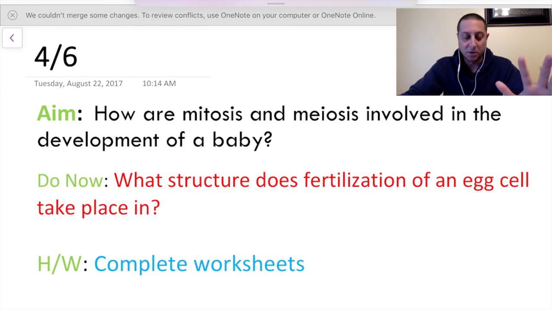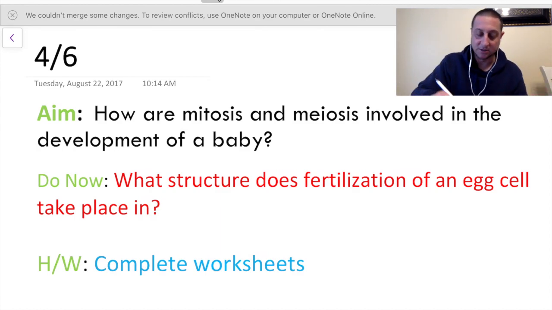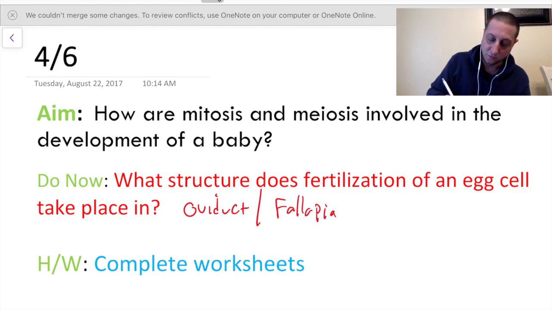Here's the deal. We are going to wrap up reproduction today. We're going to talk about the development of a baby. Yes, a baby. Alright, so it's saying what structure does fertilization of an egg cell take place in? That's going to be the oviduct, also known as the fallopian tube.